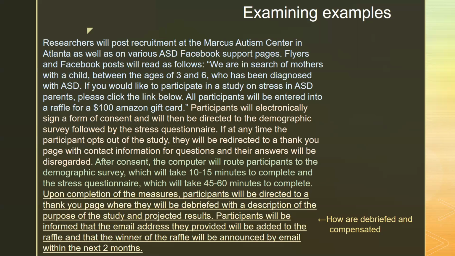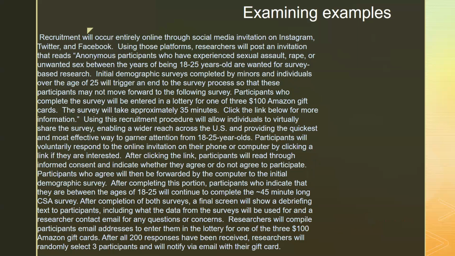The last part here is how participants will be debriefed and compensated. So after completing all of the measures, participants will be directed to a thank you page, assumedly by the computer, where they will be debriefed with a description of the purpose of the study. The computer will inform them that the email address they provided will be added to a raffle, and that the winner of the raffle will be announced by email within the next 2 months. So we describe how we're going to debrief them. The computer is going to show them and explain it, and then how we're going to compensate them within the next 2 months. We'll randomly pick someone using their email address. So we have all four parts there.